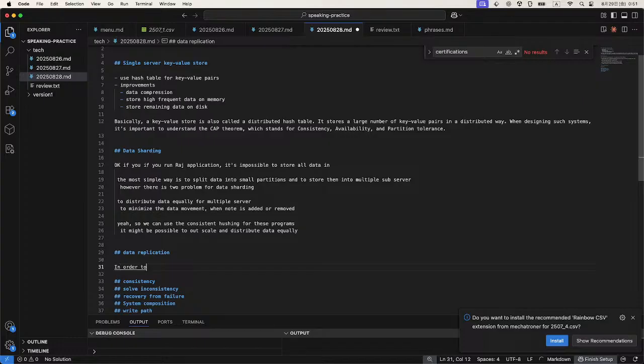In order to make the system highly available and reliable, we need to replicate data asynchronously to some servers.